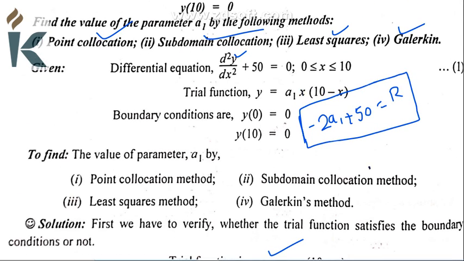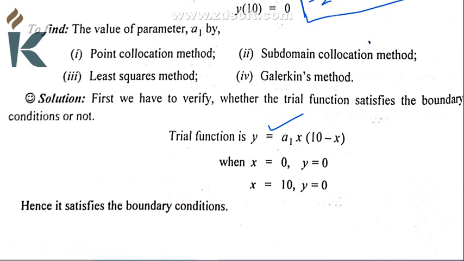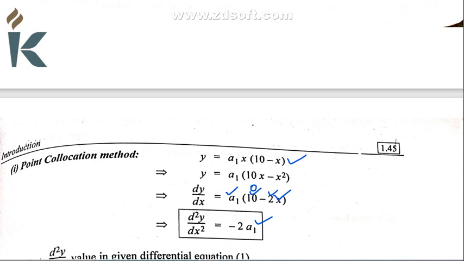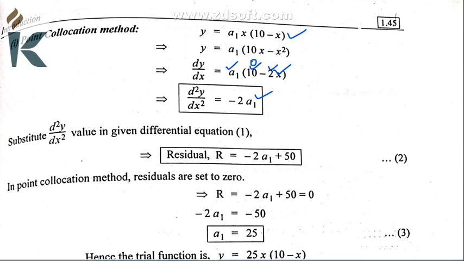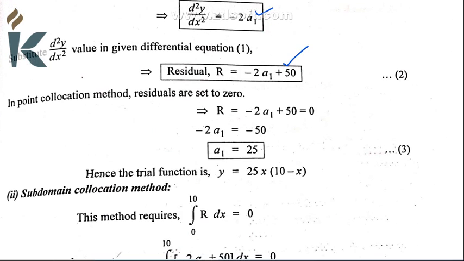So this is the physical phenomena as a differential equation, d square by dx square. You have to differentiate up to this limit. Then you have to substitute the d square by dx square value in the physical phenomena, plus 50, therefore the value is minus 2a1. There's minus 2a1 plus 50, that value is called the residual function.